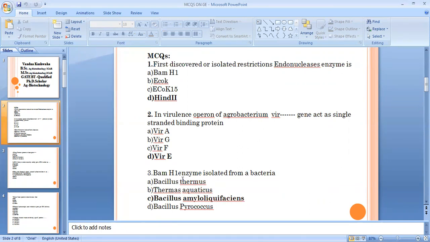BamHI enzyme is isolated from a bacterium. So your options are Bacillus thermus, Thermus aquaticus, Bacillus amyloliquefaciens, Bacillus pyrococcus. So right answer will be here, that is Bacillus amyloliquefaciens.